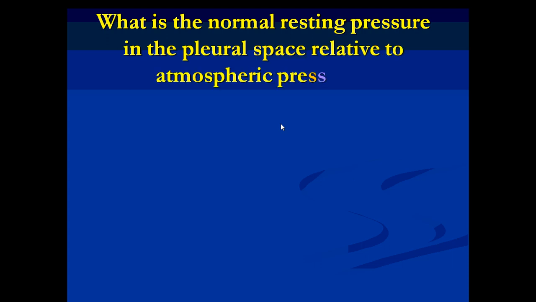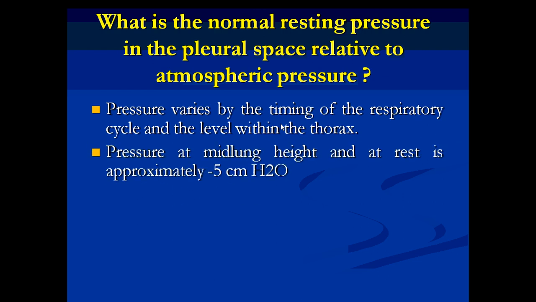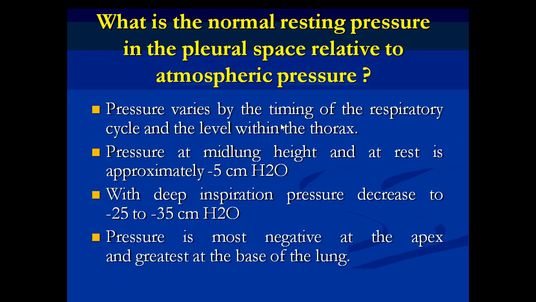What's the normal resting pressure in the pleural space relative to the atmospheric pressure? Normally, the pressure varies with the timing of the respiratory cycle and the level within the thorax. Pressure at the mid-lung height and at rest is approximately -5 cm water. So it's at the mid-zone of the lung and at rest, not during exercise. The pressure in the pleural space is approximately -5 cm water.